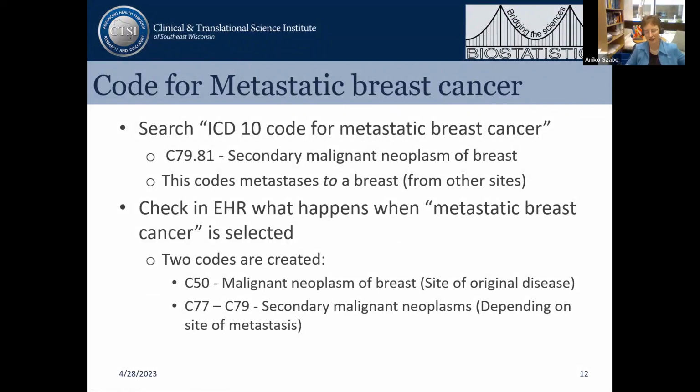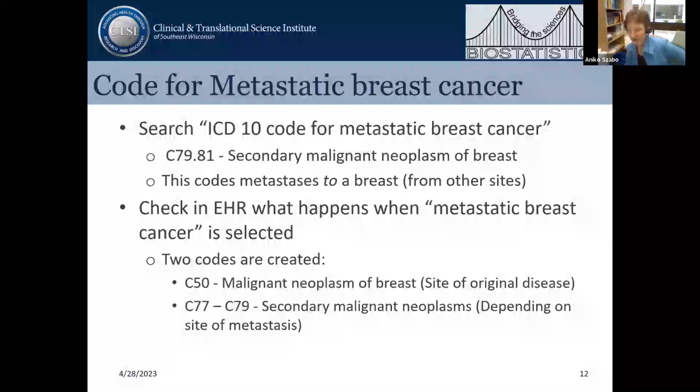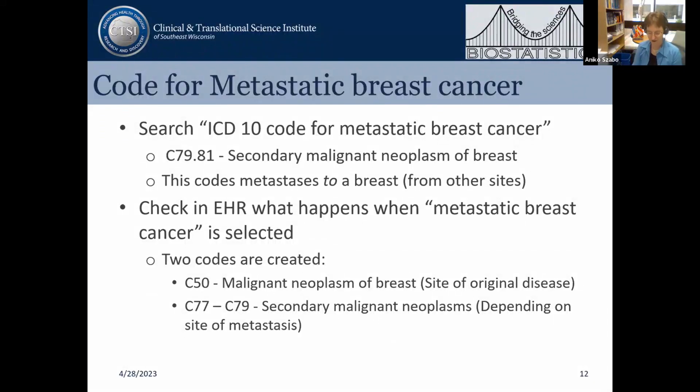So it actually codes where the original disease was and the site of the metastasis. That's how you would be looking for metastatic breast cancer. You would be looking for two codes next to each other or in the same patients. So again, this needed a little investigation, detective work to figure it out. And this is very common: unless you are really a specialist in this, figuring it out requires detective work.